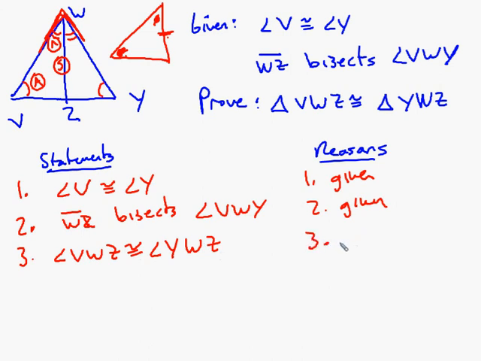And what reason would we give? Definition of a bisector. Well, we've already proved it. Almost. We have two angles. We're missing one more piece.